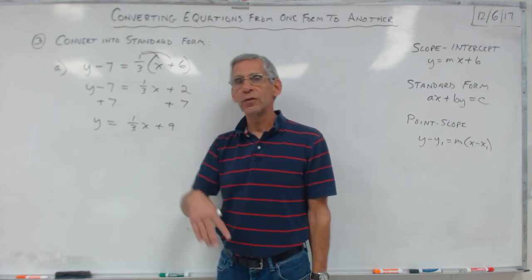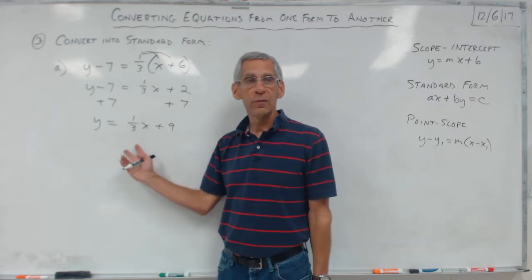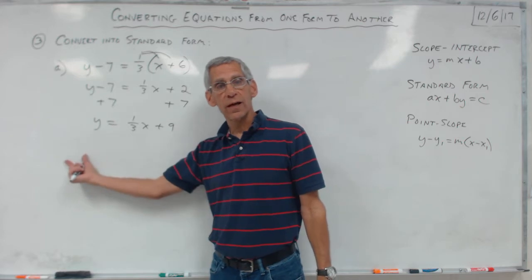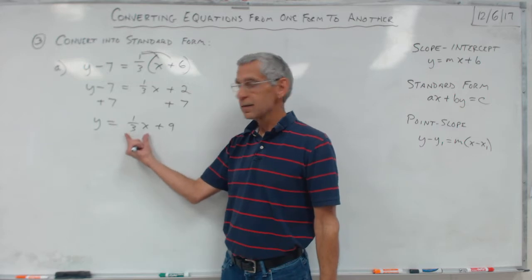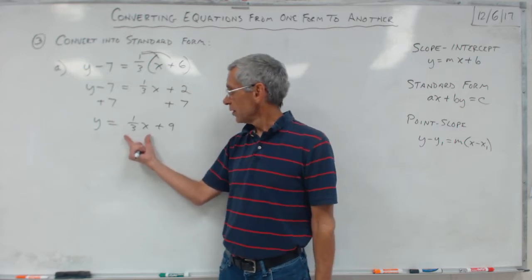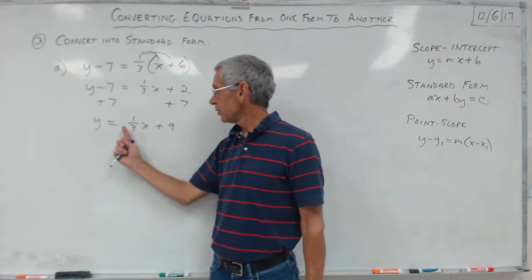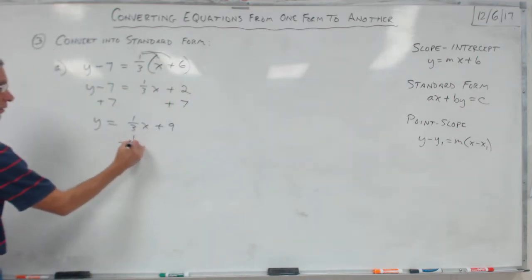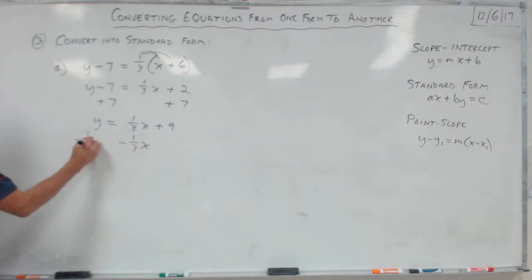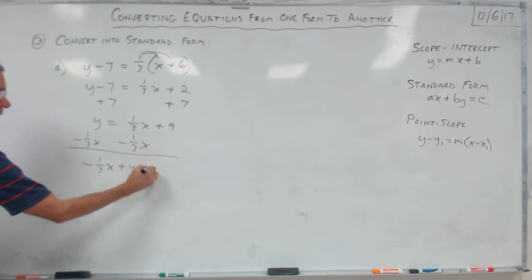Don't worry about it. Everybody put your hands down. I'm not calling it. You're making them nervous. So basically, to move this over to the other side, you only have two choices. You add them or subtract them. This is a positive 1/3 x, so to take it over you have to do the opposite. Since it's positive, you have to subtract 1/3 x. So it's minus 1/3 x on both sides, and that gives me negative 1/3 x plus y is equal to 9.